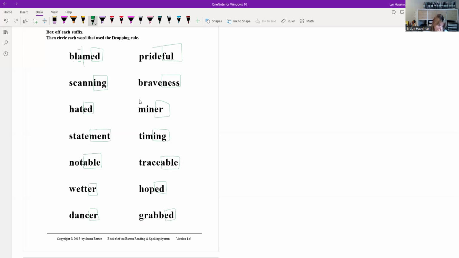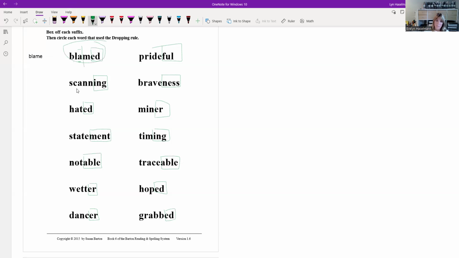This is going to be an open A right here. This is going to say the word blamed. Okay, so that means the base word would be blame. And if we write that out, let's say over here, we can see that yes, indeed there was a silent E, so we are indeed going to circle that one.